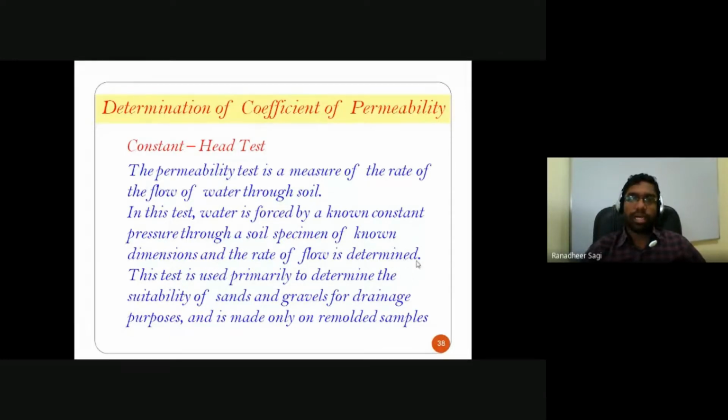and the rate of flow is determined. So ultimately what we try to do from this test is we allow the water to pass through the soil sample because of the constant total head that you are maintaining between the upstream and downstream. So due to that total head difference, the water starts slowly passing through your soil sample. And that soil sample, what we should first ensure is that it should be fully saturated, because in order to ensure Darcy's law is valid, your soil sample should be fully saturated. Through that fully saturated soil sample, the flow starts taking place.